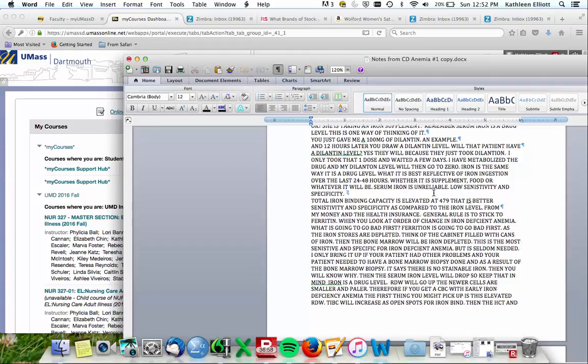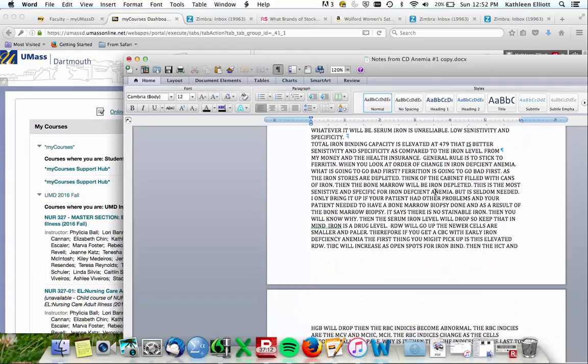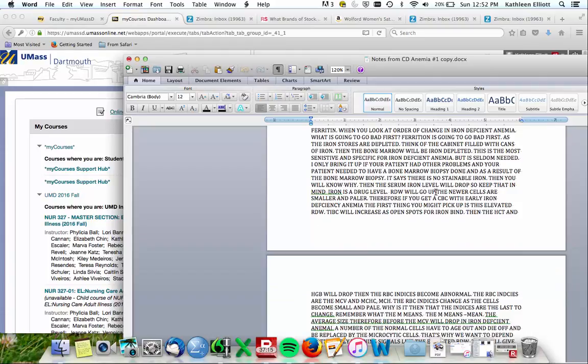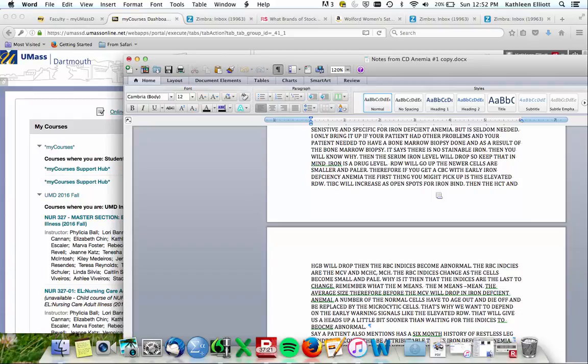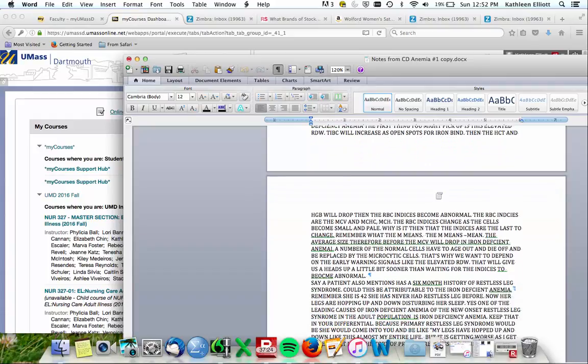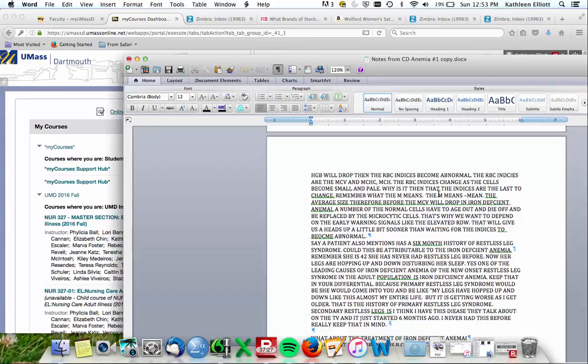RDW will go up when the newer cells are smaller and paler. Therefore, if you get a CBC with an early iron deficiency anemia, the first thing you might pick up is that this patient has elevated RDW. Total iron binding capacity will increase as there are more open spots for iron binding. Then the hematocrit and hemoglobin will drop. Then the RBC indices become abnormal. The RBC indices are the MCV, MCHC, MCH. The RBC indices change as the cells become small and pale.